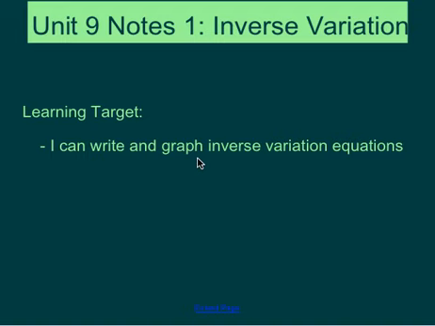Welcome to Unit 9, Notes 1, Inverse Variation. Learning target: I can write and graph inverse variation equations. Good news for you. You need to know how to write the equations too. It's a point on your quiz.